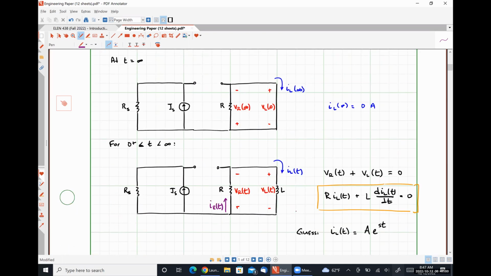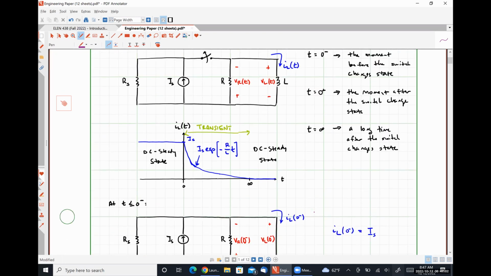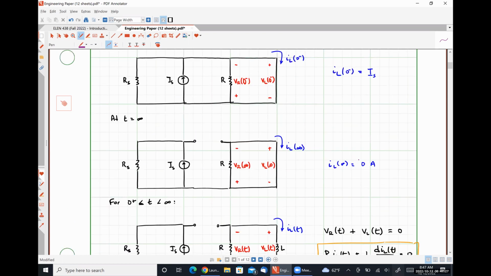We scroll up here to the graph. We're at DC steady state until the switch changes state. And then a long time after the switch changes state, we are also at DC steady state. The DC equivalent of an inductor is a short circuit, right? That's one of the first relationships that we developed when we were looking at inductors. We're about to use that second relationship here in the next step, okay?